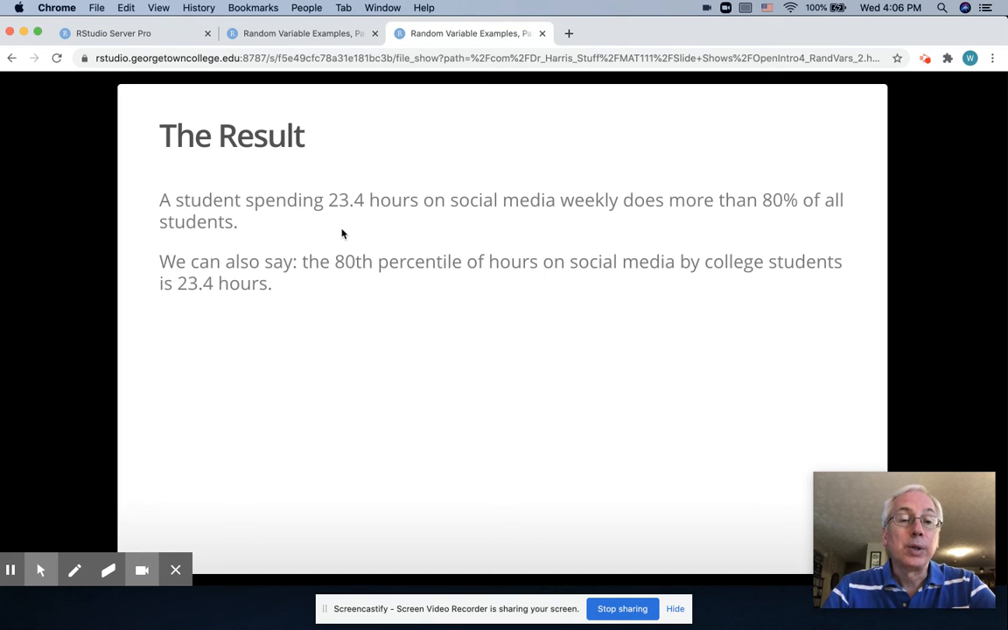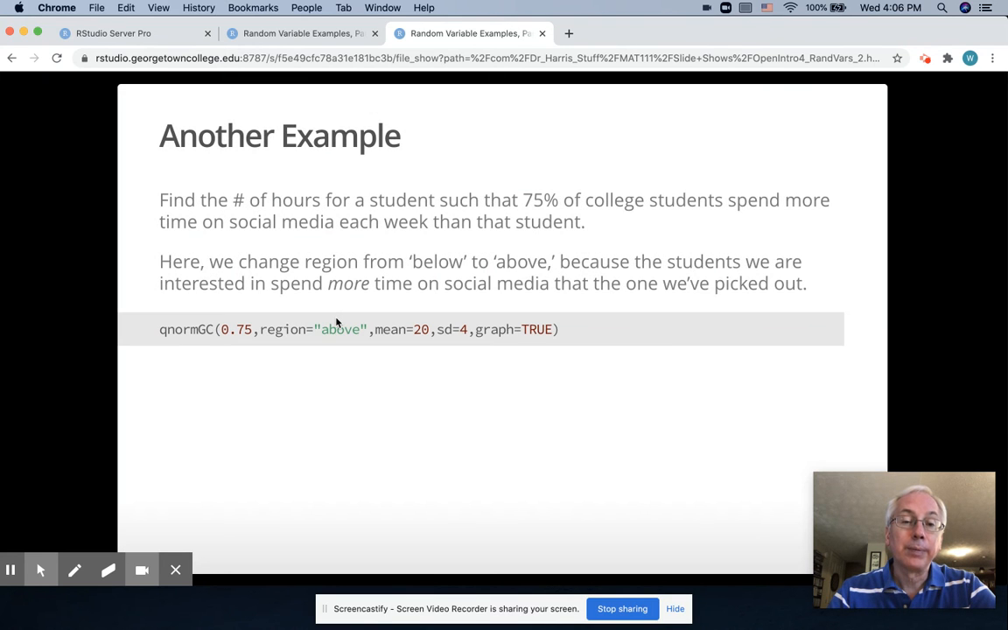We would say that a student spending 23.4 hours on social media each week is spending an amount of time on social media that's more than 80% of all students, assuming our population is students. So qnormGC is the command that we're going to use to find percentiles. We can also use it to answer questions like the following. Find the number of hours for a student such that 75% of college students spend more time on social media each week than that student.